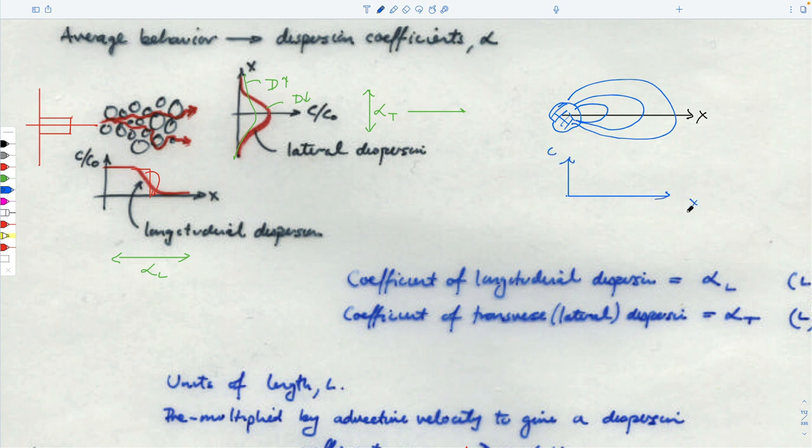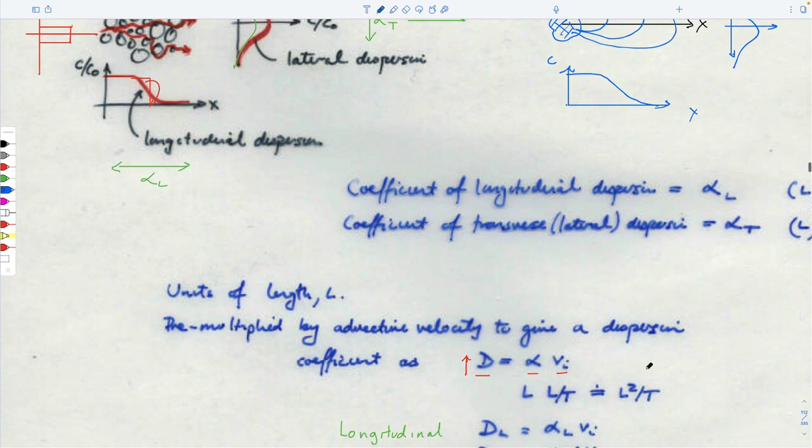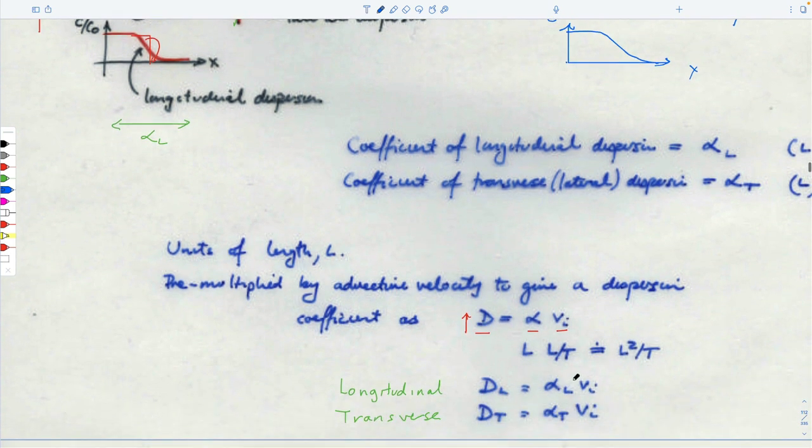Concentration versus distance, something like this. And something like this. That's all. So that explains that. And I suppose the one thing to remember here is that the velocity you should be using is the velocity in the x direction. Right?